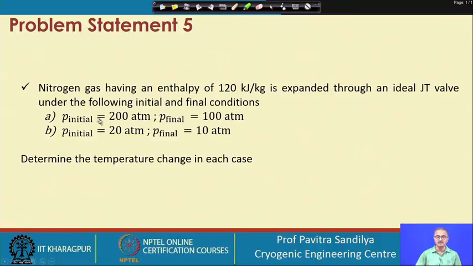Here we are given the initial pressure and the final pressure. Please understand, by changing these pressures, we shall be having different isenthalpic curves. That is how these two problems would differ, and because the fluid is specified as nitrogen, we have to make use of the TS diagram or any other thermodynamic diagram, and we shall be using a TS diagram here, to determine the temperature in each case.